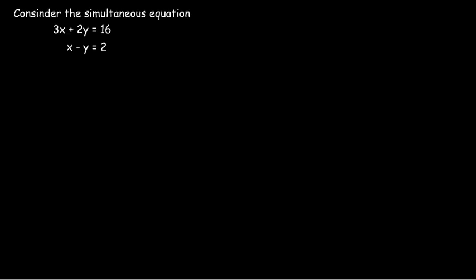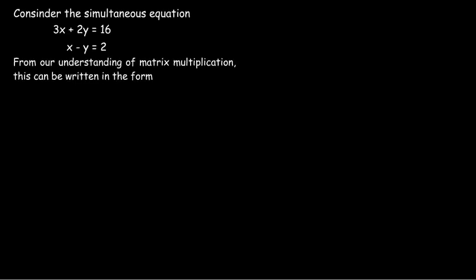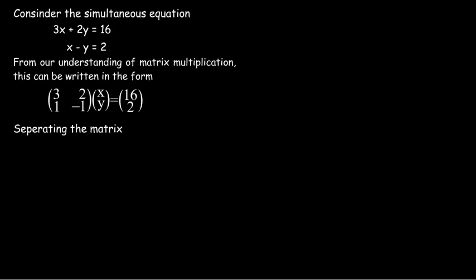Let us consider the simultaneous equations 3x + 2y = 16 and x - y = 2. From our understanding of matrix multiplication, this can be written in the form of matrix [3 2; 1 -1], that is, we are removing all the coefficients of x and y, multiplying matrix [x y], which should equal matrix [16 2]. Now separating the matrices and giving them a value, A will be equal to matrix [3 2; 1 -1], X will be equal to our matrix [x y], and B will be equal to matrix [16 2].